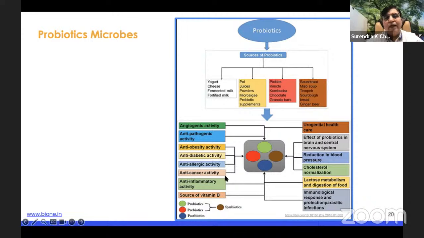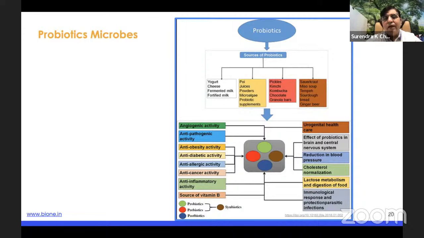Now, if you see in the probiotics, their major activities are angiogenetic activity and anti-pathogenic activity, and prebiotics generally play a very important role on those organisms, leading to anti-obesity, anti-diabetic, anti-allergic, and anti-cancer activity. Then there are the postbiotics, which are metabolic products from the probiotic organism and exert the same functions as a live organism. They also play a very important role, whether as a source of vitamins like vitamin B, lactose metabolism, digestion, immunological response, and infection control.